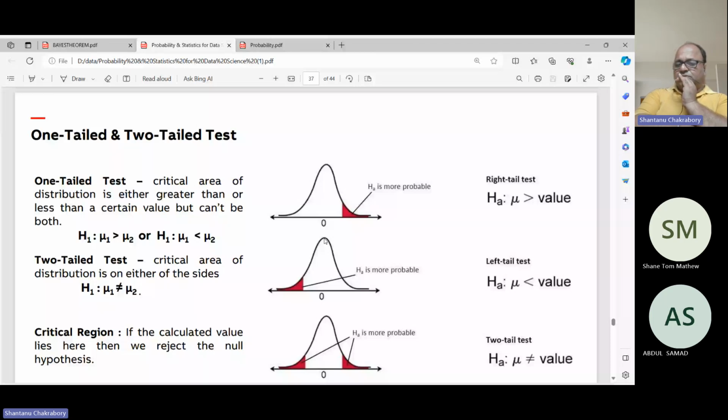So the critical area of the distribution is on either side when mu1 is greater than mu2, when the population mean is greater than the sample mean, population mean is less than the sample mean, population mean is not equal to the sample mean. So these are the cases of right tail, left tail, and two tail.